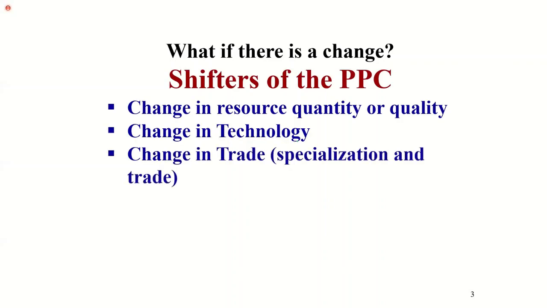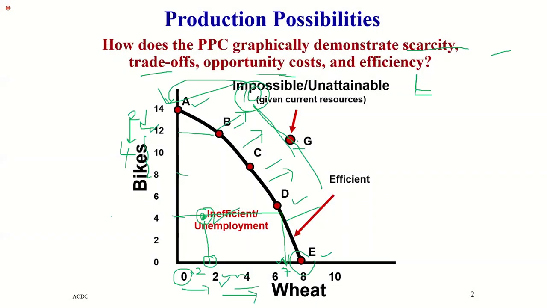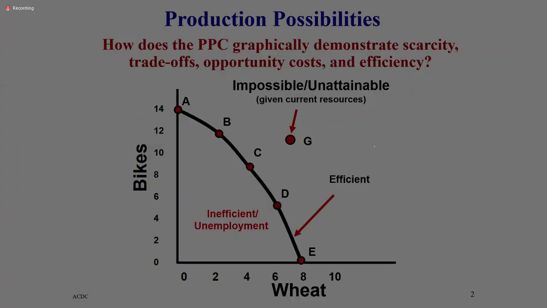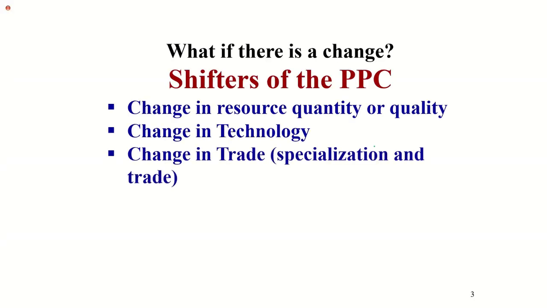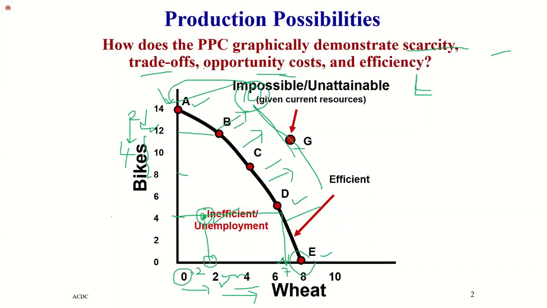Right? Change in technology, change in trade, specialization. So like I said, that's why this graph is important. It also helps us understand why, for example, countries should specialize in certain goods and import the other goods that they have a higher opportunity cost for. So, yeah. Okay, so that's the third type of relationship, very briefly.